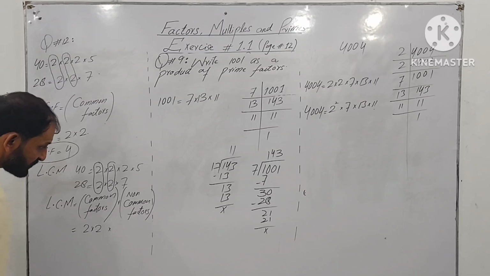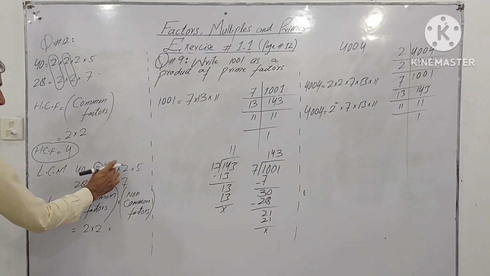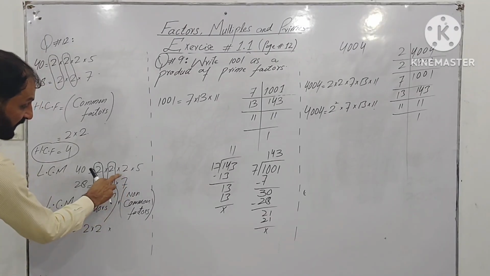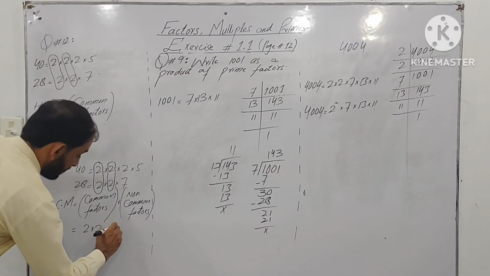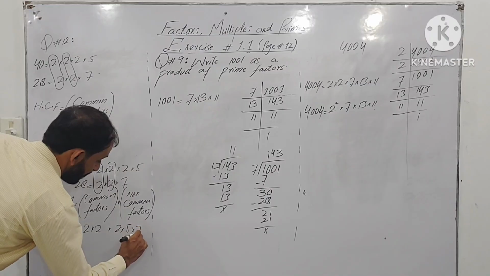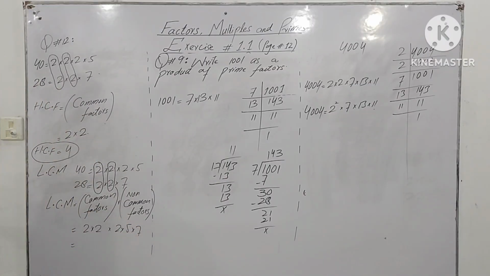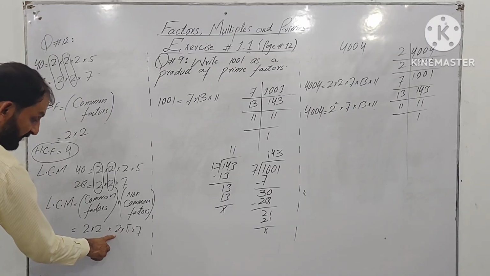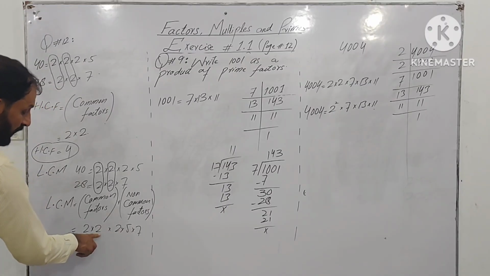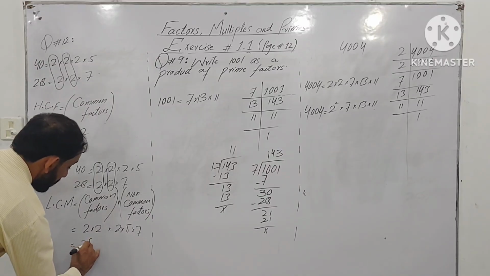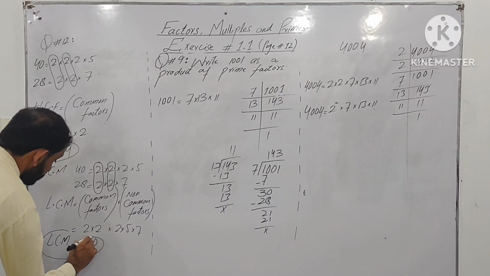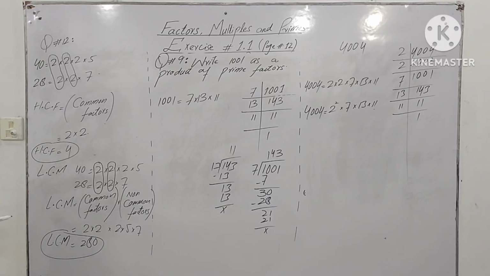In between we have a multiplication sign, and now we have to write down the non-common factors, which are different in both. The non-common factors are 2 multiplied by 5 multiplied by 7. Now with the help of a calculator we can find out: 7 5s are 35, 35 2s are 70, 70 2s are 140, 140 2s are 280. That is the LCM. HCF is 4 and the LCM is 280.